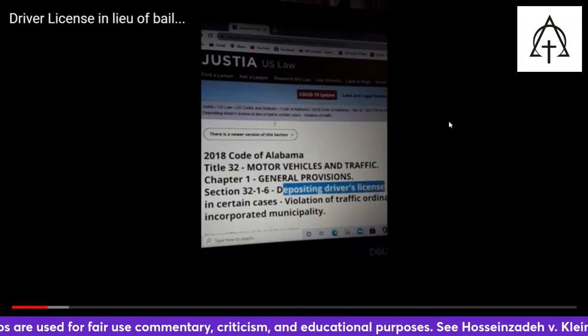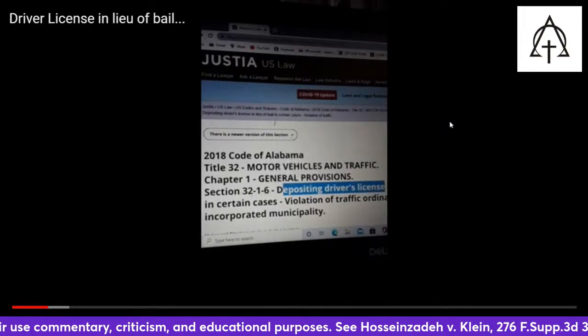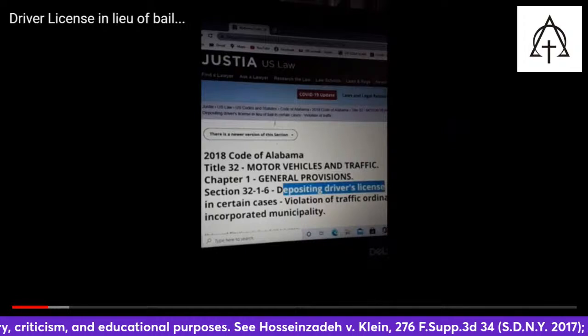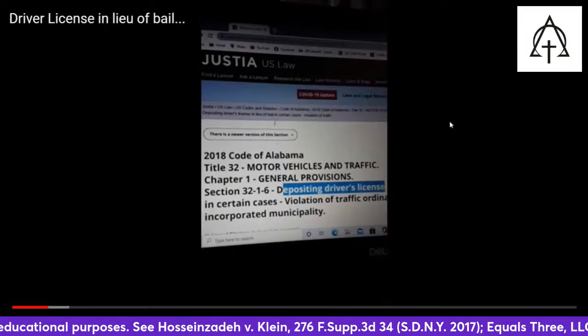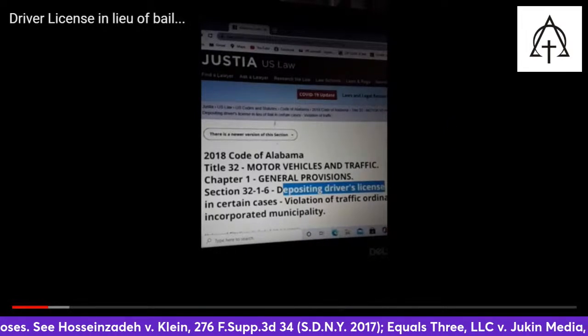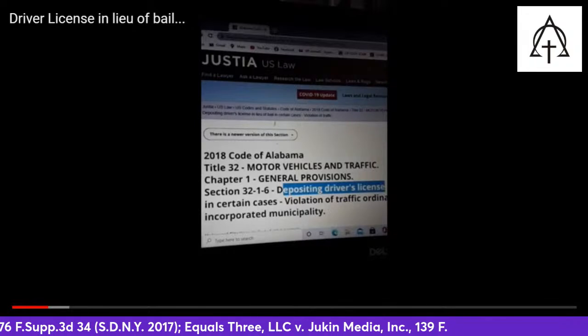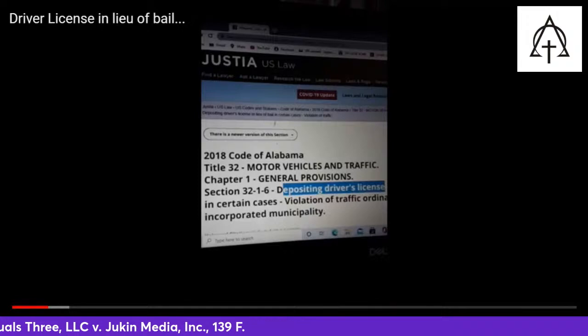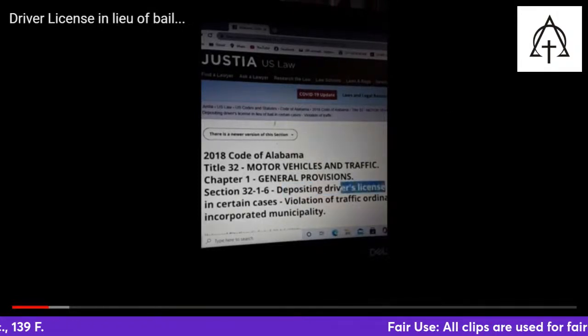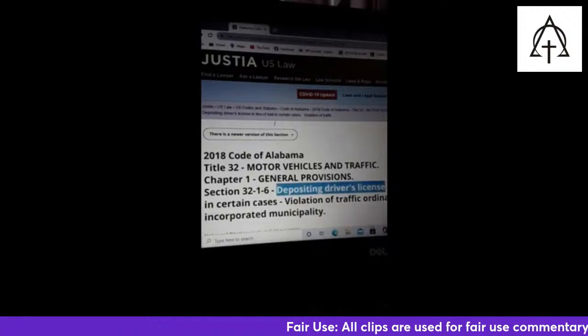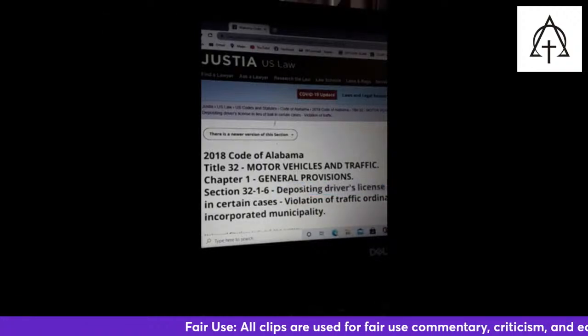Posting the driver's license in lieu of bail is giving up your incorporation. But it's all based on that resident at the local municipal level. That's the false presumption, assumption, implication. That is not true. You are not a resident. It was never deemed necessary. Your presumption of incorporation. This is a cancellation or a rescission of the driver's license in lieu of bail.